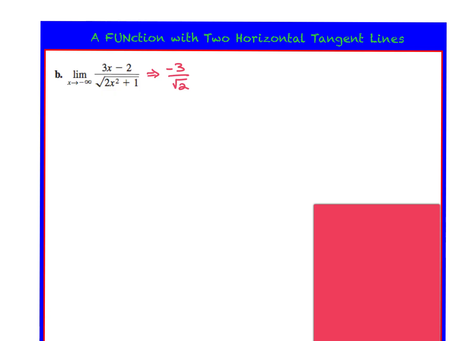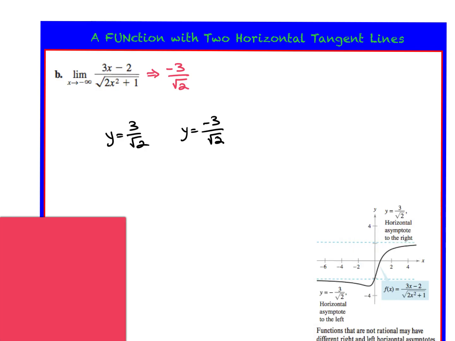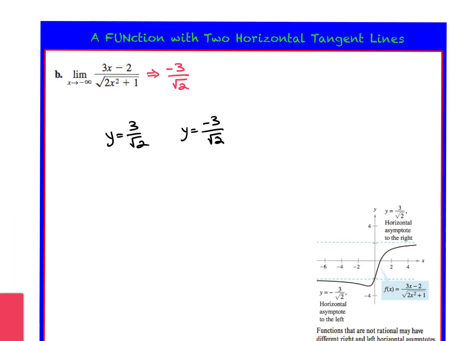And so now I actually have horizontal asymptotes at both y equals 3 over square root 2 and y equals negative 3 over square root 2. I actually have 2 horizontal asymptotes. So here's the little function. Again, a horizontal asymptote, you can cross in whatever is deemed the middle. However, you cannot touch it towards the end behavior. But that's how this function would look.